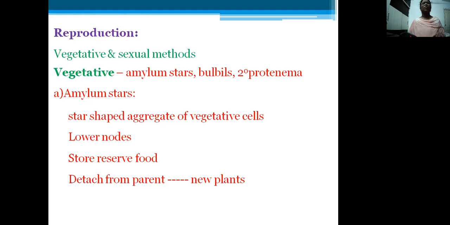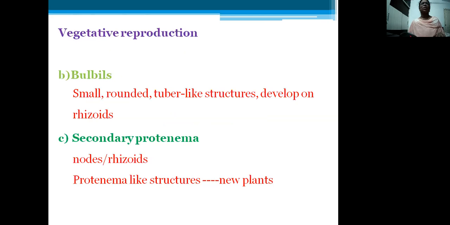Similarly, there are bulbils which arise from the rhizoids. These bulbils are storage bud-like structures arising from the multicellular rhizoids. When they are detached from the parent plant, they undergo germination and develop into new plants. There are also branch-like structures arising from the axis, the protonema, branches of unlimited growth. These primary and secondary protonema undergo divisions and become a new plant.